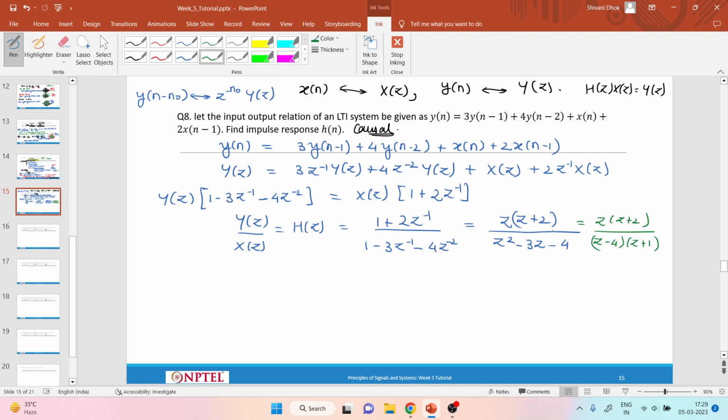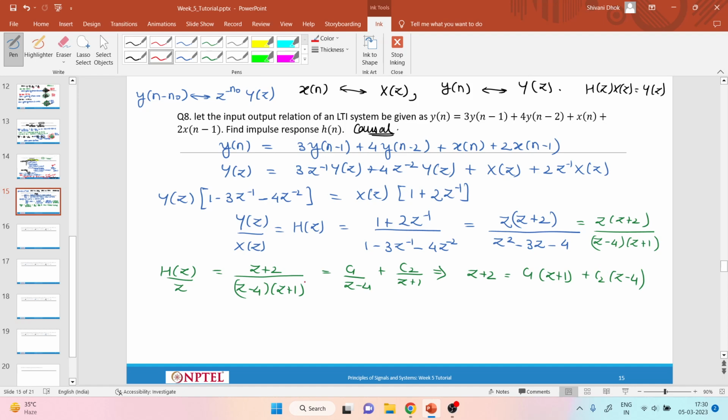So let us use the partial fractions method to find the impulse response. So for that we have h of z upon z is equal to z plus 2 whole divided by z minus 4 into z plus 1 is equal to c1 upon z minus 4 plus c2 upon z plus 1, which implies that z plus 2 is equal to c1 into z plus 1 plus c2 into z minus 4.